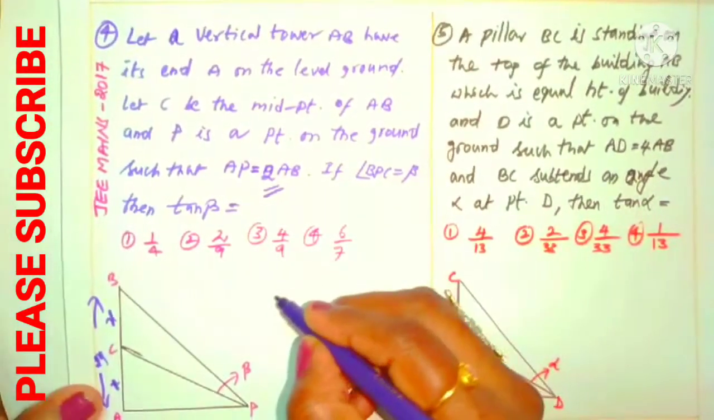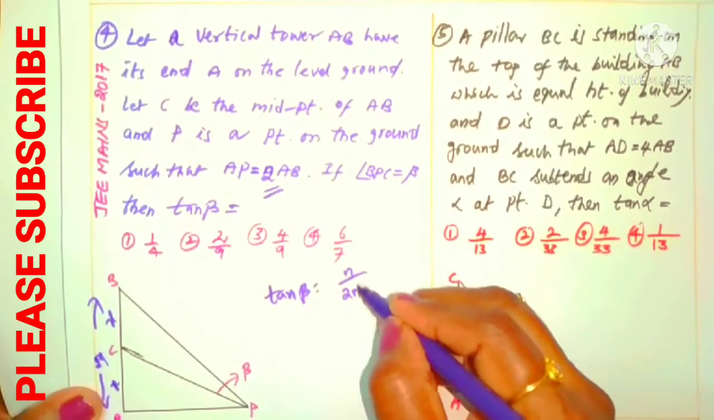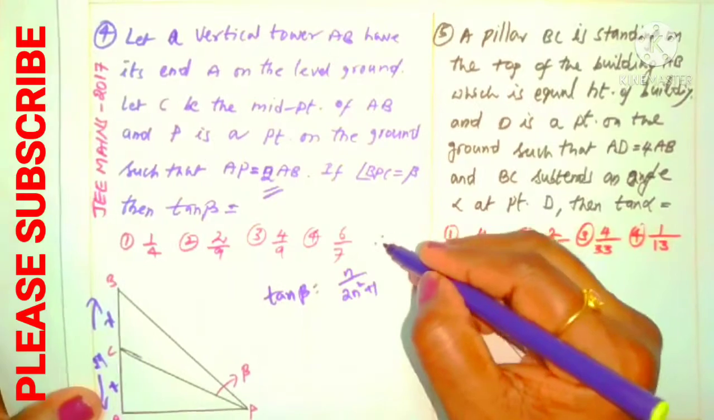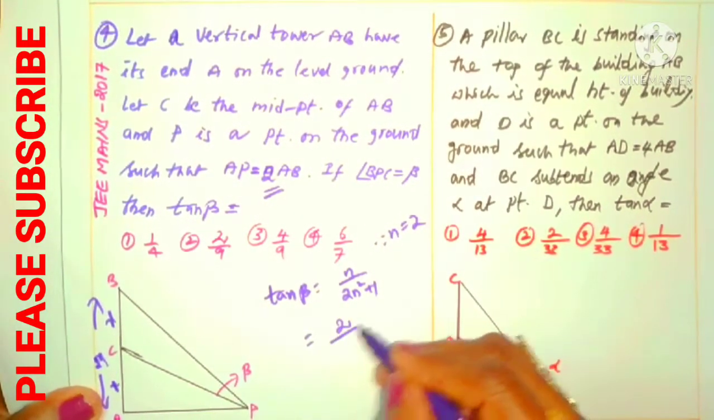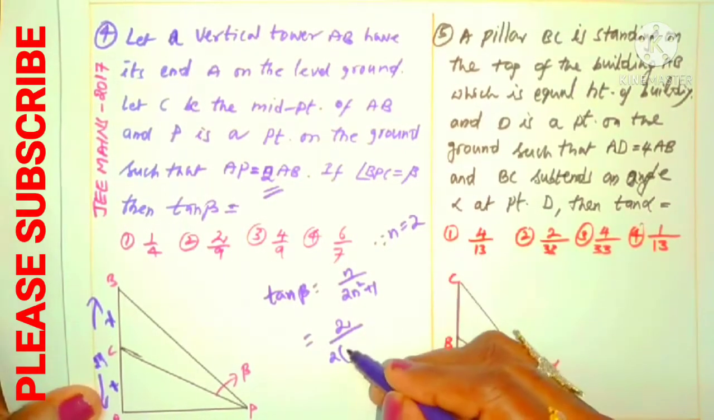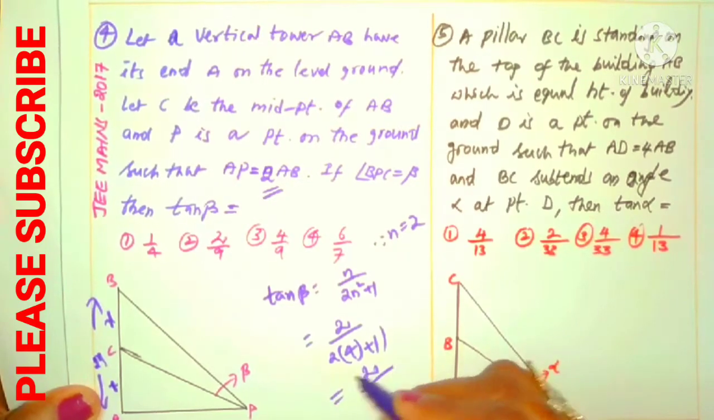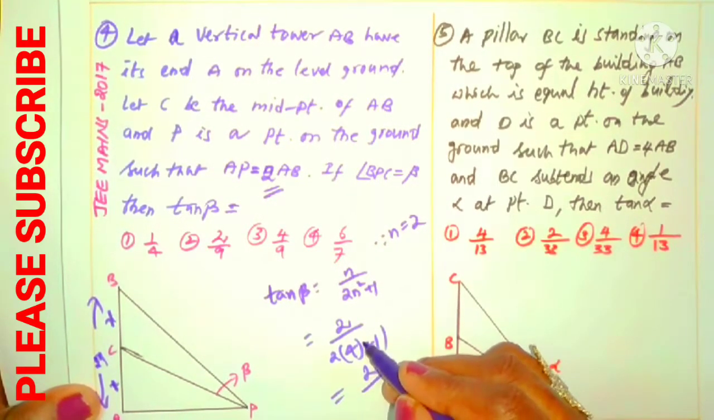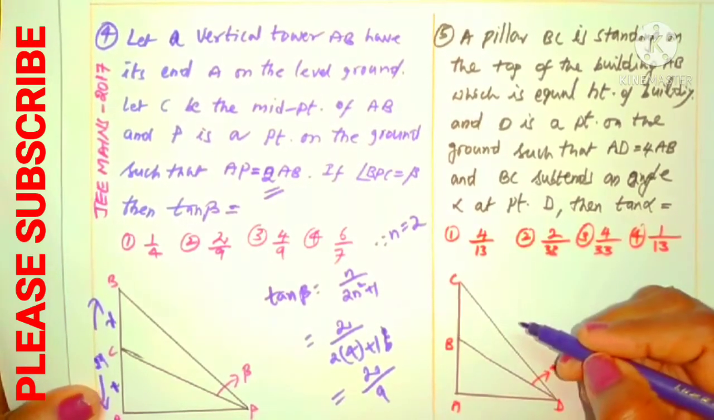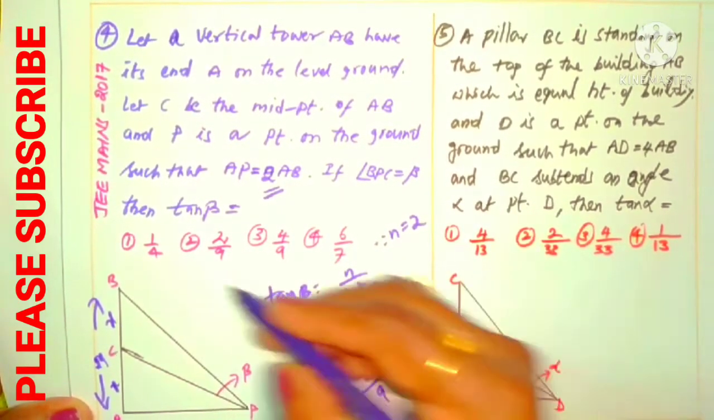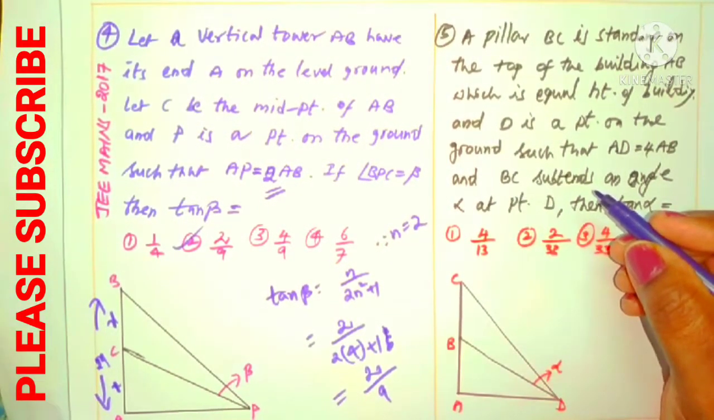Therefore, tan beta, as I derived, is n by 2n square plus 1, where n is equal to 2. Substituting, that is 2 by 2 into 2 square, 4, plus 1. That is 2 by 2 into 4 plus 1, 2 fours are 8, plus 1 is 9. So 2 by 9, that's it. That is clearly the second option. If you use that super tip, this question is so easy.